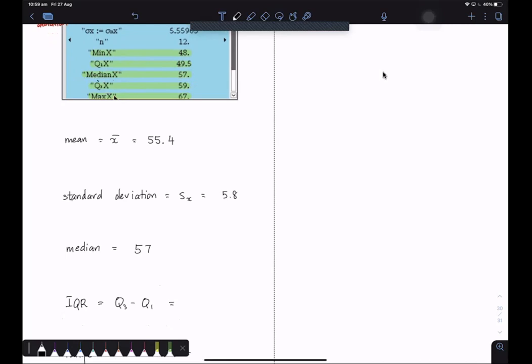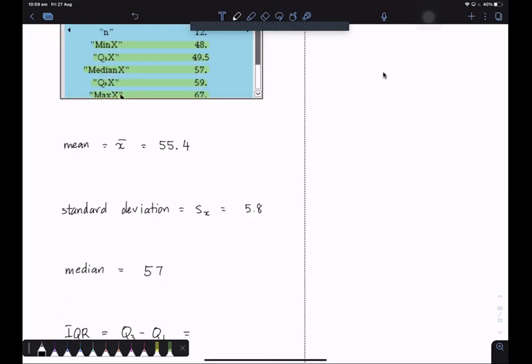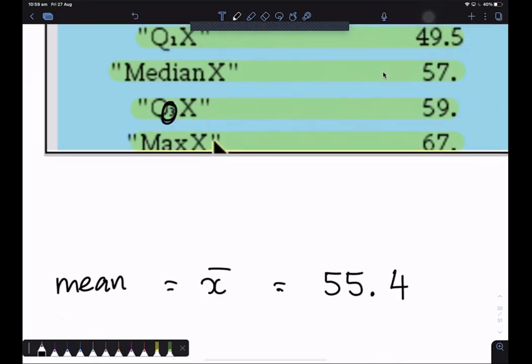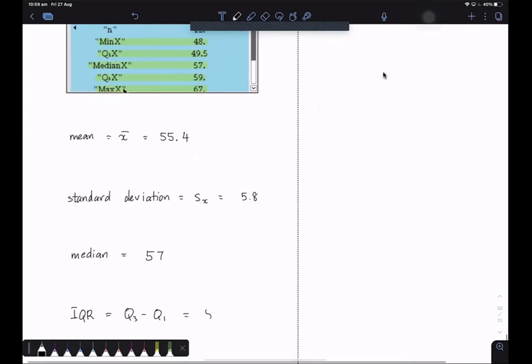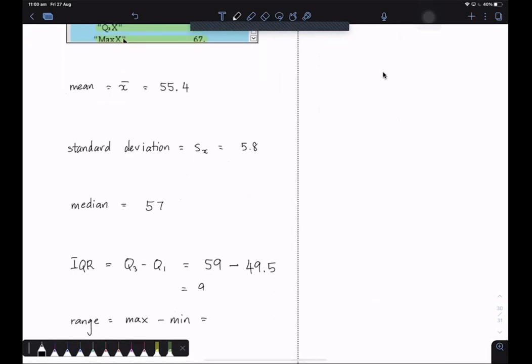Q3. Can you see Q3 there? If I scroll in really closely, you can see it's a 3 there, yeah? So we need a Q3, that's 59, as you can read across. And it says minus here, so we need a minus Q1, which is 49.5. We can do a calculation there on the side, yeah? And figure out 59 minus 49.5. That's equal to 9.5.